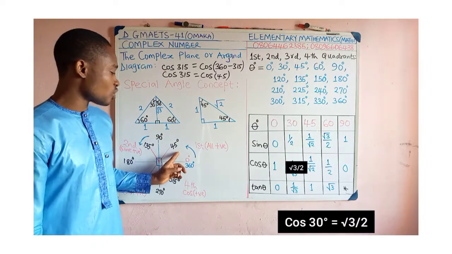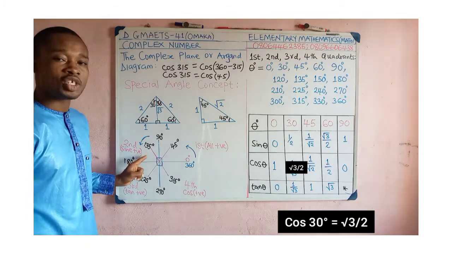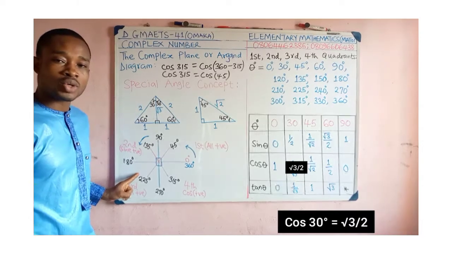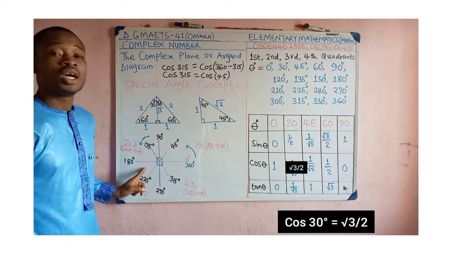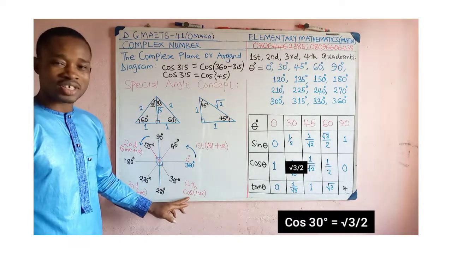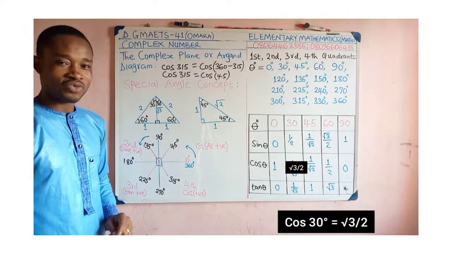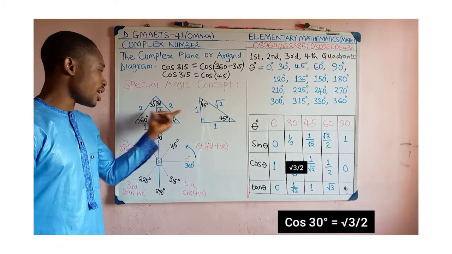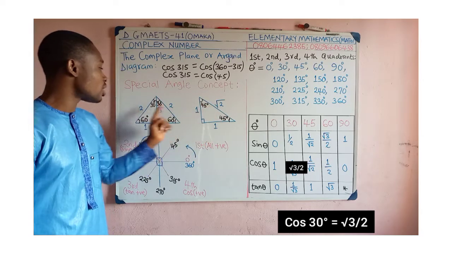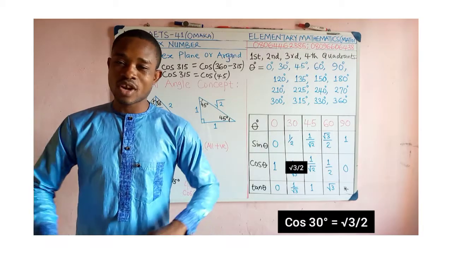Don't forget, in the first quadrant, sine, cos, and tan are positive. In the second quadrant, only sine is positive. Therefore, cos and tan are negative in the second quadrant. Third quadrant, only tan is positive. Therefore, cos and sine are negative there. In the fourth quadrant, only cos is positive. Therefore, sine and tan are negative. Remember to memorize this diagram, this equilateral triangle and right angle triangle for 45 degrees and for 60 degrees. Your problem would have been solved.